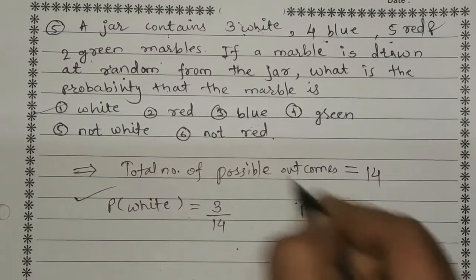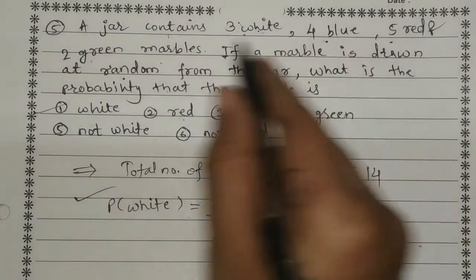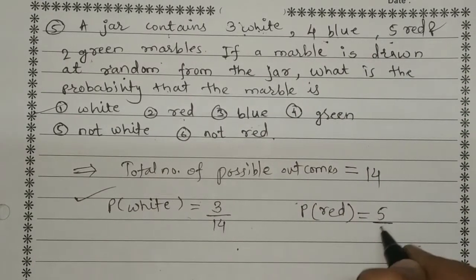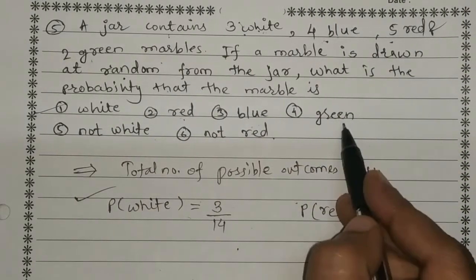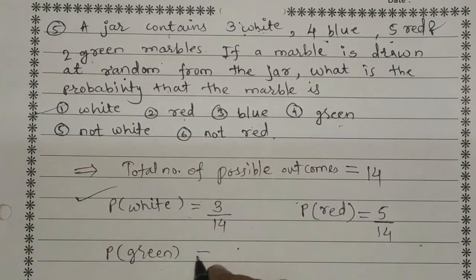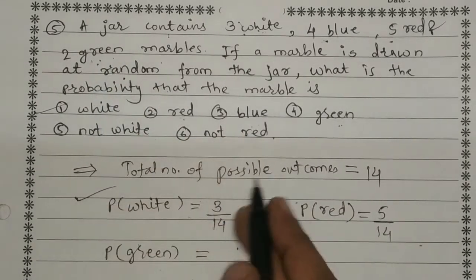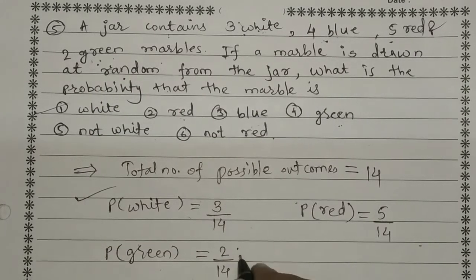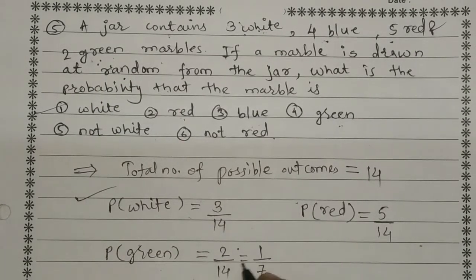The probability of picking a red marble is going to be, red are total 5, so 5 out of 14. Then we have to pick a green. So the probability of picking a green marble is equal to, there are 2 green, so 2 out of 14, which means 1 by 7.